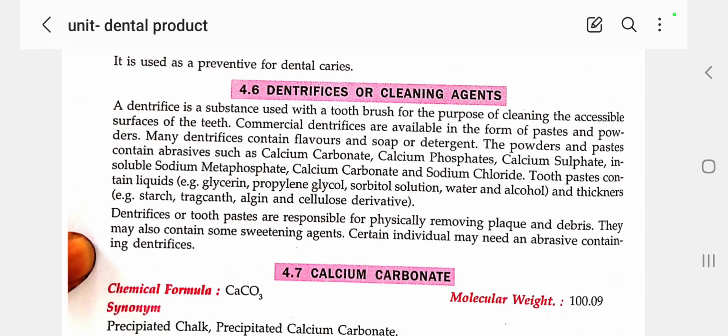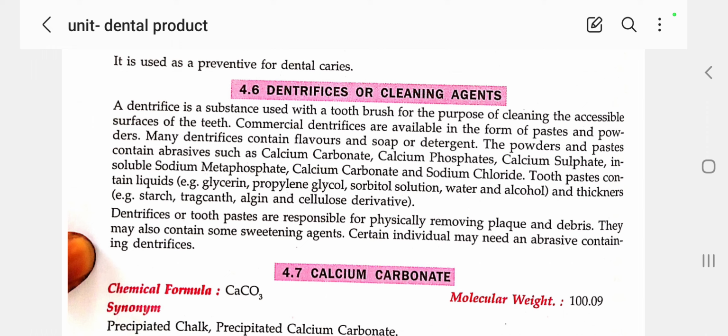So commercial dentifrices are available in the form of paste and powder. Many dentifrices contain flavors and soap or detergent. The powders and pastes contain abrasives such as calcium carbonate, calcium phosphate, calcium sulfate, insoluble sodium metaphosphate, and sodium chloride. As I told you, abrasives are not recommended for our own use; only the dentist can use them for cleaning and polishing. These abrasives are mainly calcium compounds like calcium carbonate, calcium phosphate, calcium sulfate, and sodium chloride or insoluble sodium metaphosphate.